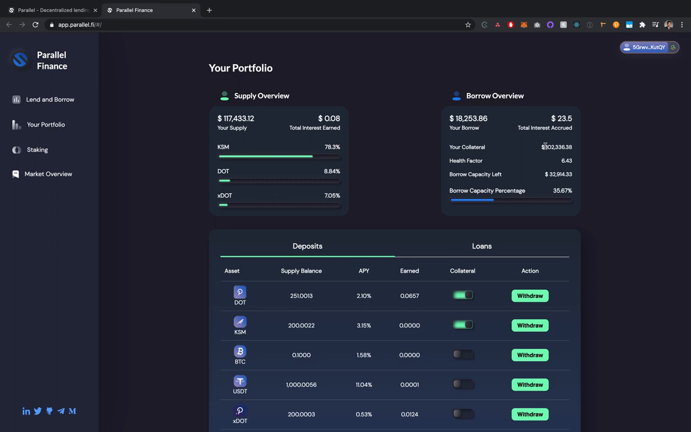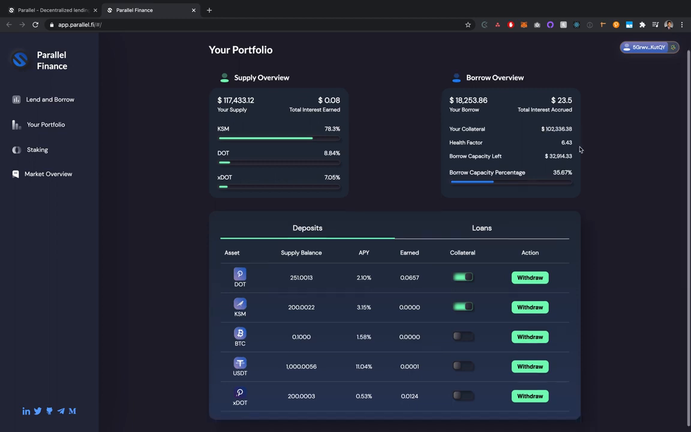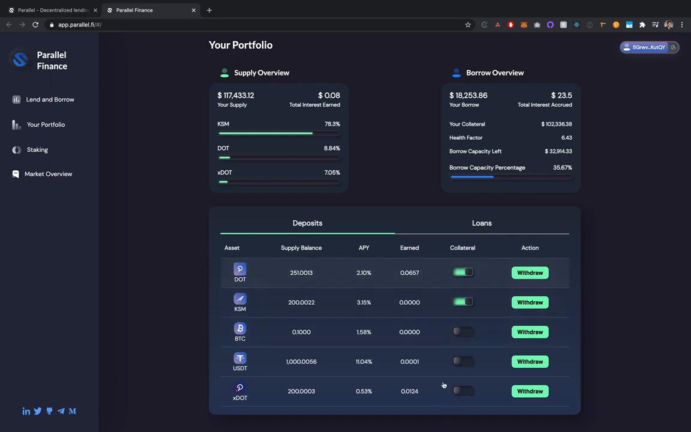And then we have $102,000 worth of collaterals. So we can define collaterals here. So let's say I want to use my BTC as collateral. I can turn on the switch, which should increase the amount of collateral here. That also means that we can now borrow more. And so far, I have borrowed around 33.76% of the capacity that I can borrow based on the amount of collateral.